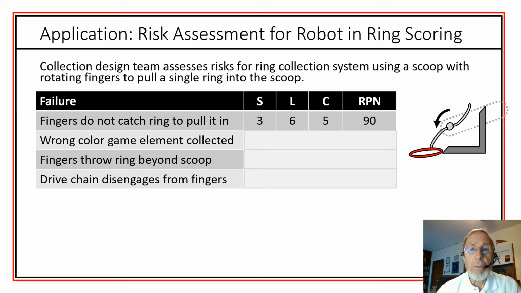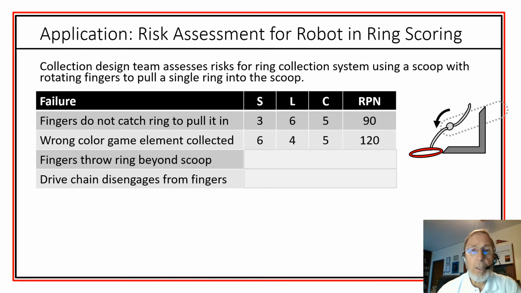Let's say that the fingers do not catch the ring to pull it in. Okay, the severity here is a low score because you may fail, but by readjusting, going at it a second time, you probably have the opportunity. You've lost a little bit of time, but you probably have not prevented yourself from scoring. Likelihood, that could be by experience seeing that it's going to occur more frequently. Controllability, well, there's some ability to control by the approach you use coming toward the ring for collection. So that gives us an RPN of 90.